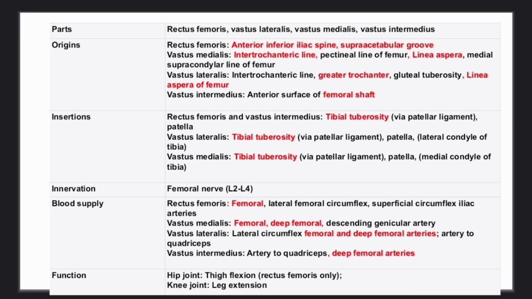Okay, so it can flex the hip and extend the knee, but there are three other muscles, right? The vastus muscles mainly extend the knee. So this is a main viva question. It's a common exam viva question, remember this.